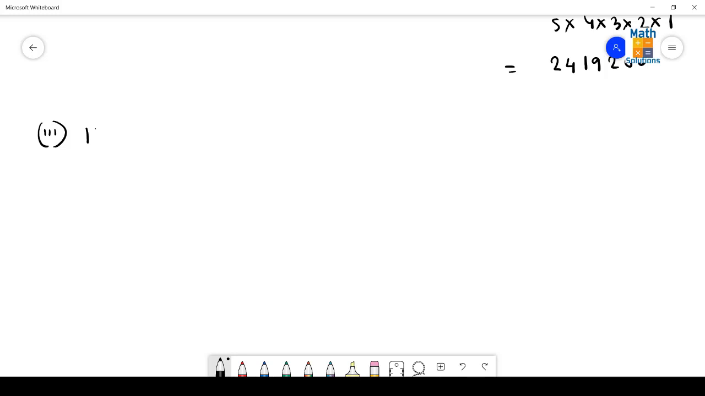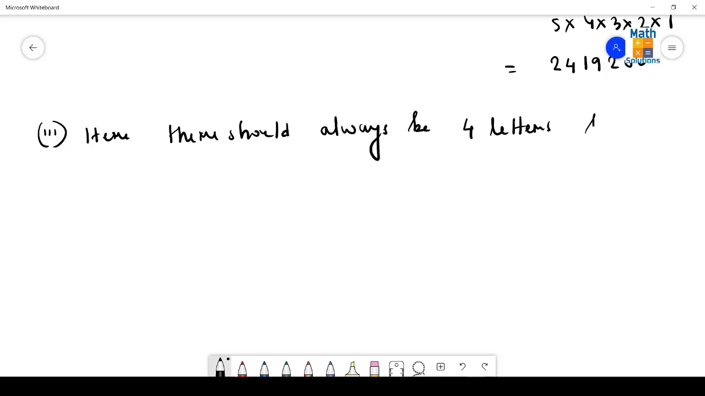Here, I am going to write: there should always be 4 letters between capital P and capital S. I'm writing the possible places just for your better understanding.